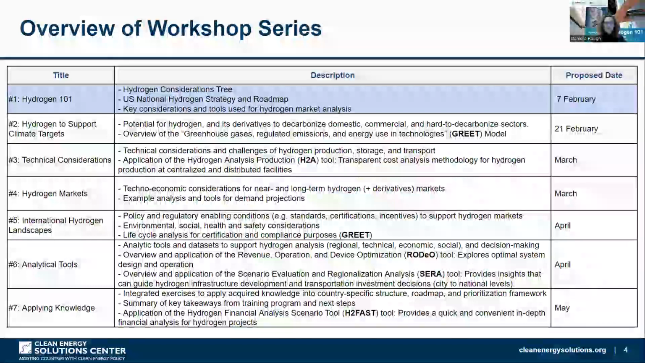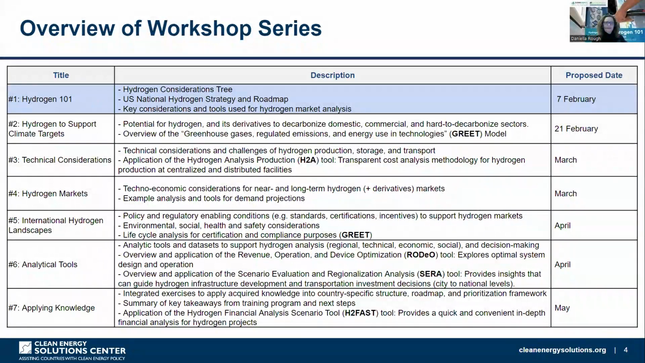We dive into market considerations, policy and regulatory enabling conditions. We also look at environmental, social, health, and safety considerations. And then ultimately, we bring all of that together into a synthesis, so that we make sure you've really captured all the information that's been presented in this workshop series and can really apply that in a real world context.